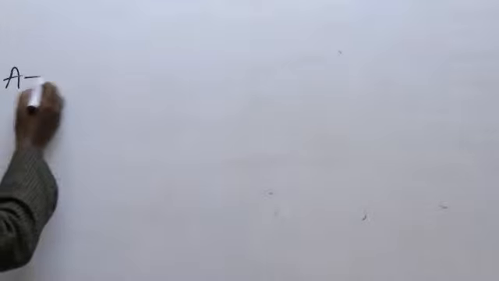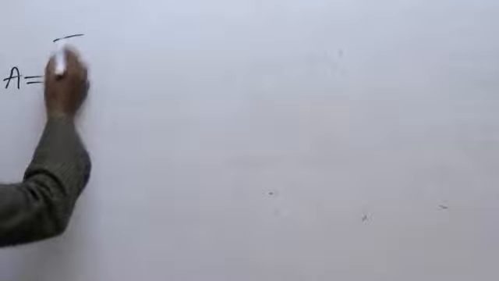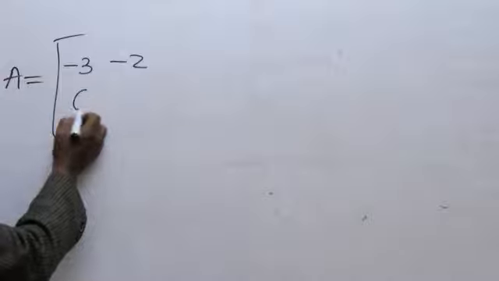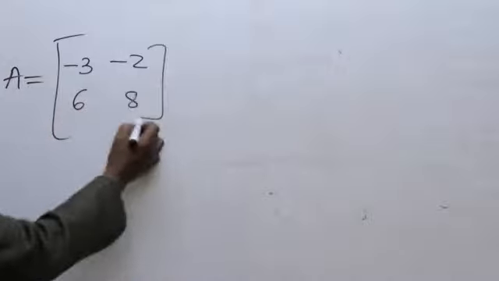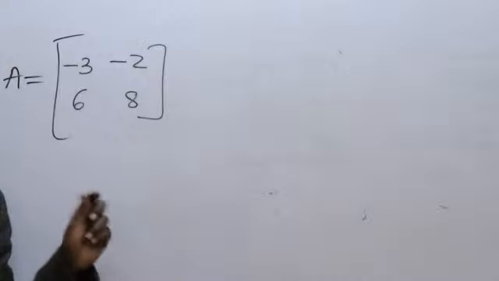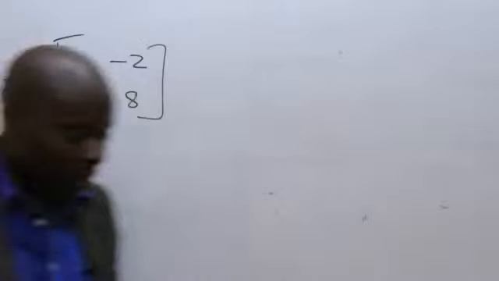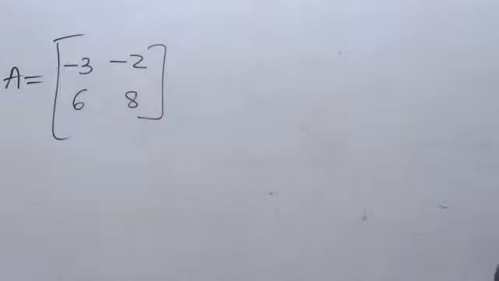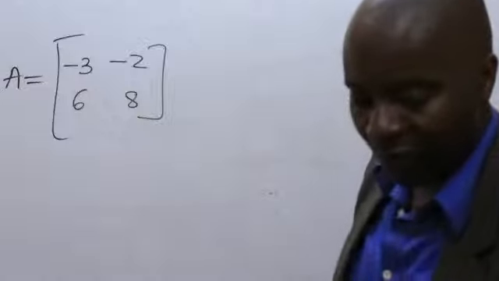You're given A equals -3, then we have -2, then we have 6, ladies and gentlemen, and 8. And then somebody tells you to find the inverse of this particular matrix. Find the inverse of this particular matrix. Who will be able to help me in a minute? Just 1 minute only. Please give me the inverse. First of all, start by giving me the determinant.